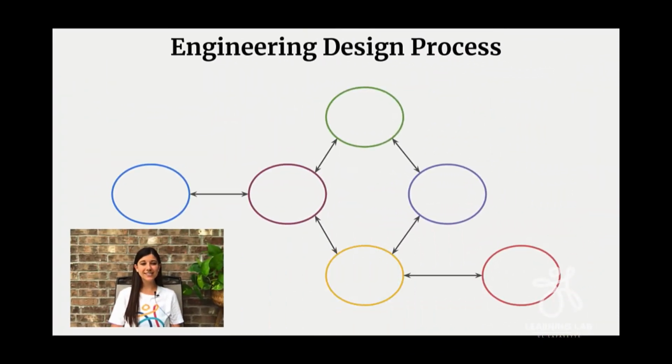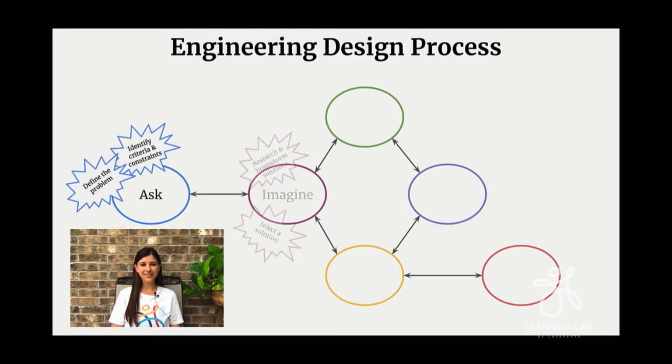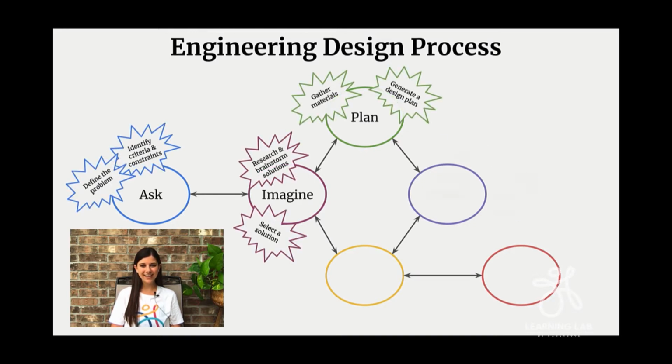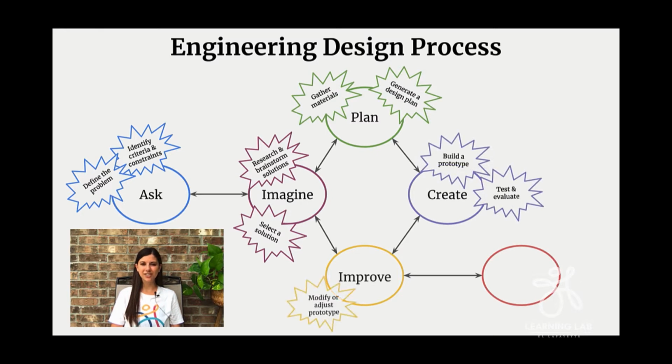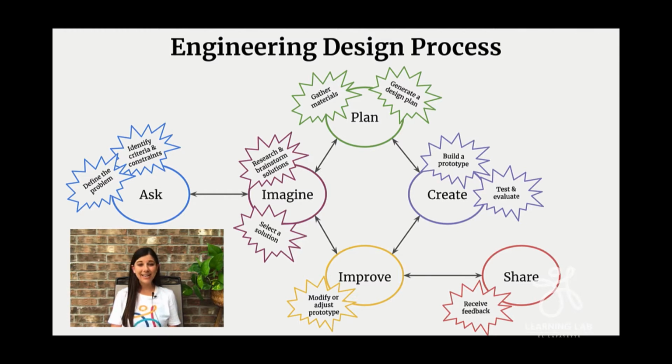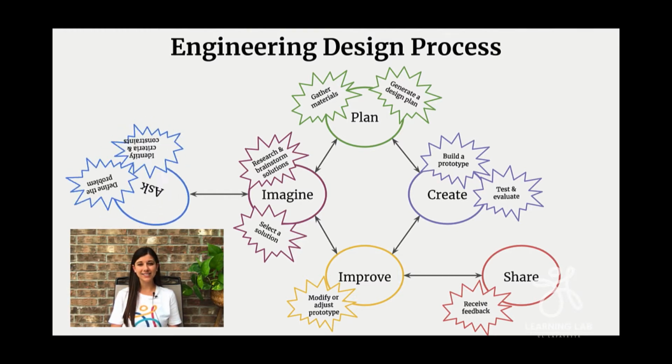Guys, welcome back. Just to refresh your memory, here's the engineering design process. Remember, there are 6 stages beginning with ask, imagine, plan, create, improve, and share. Don't forget, these stages are iterative, meaning that you can move freely between each step as you work to create your solution. Today, we're going to focus on the ask stage.